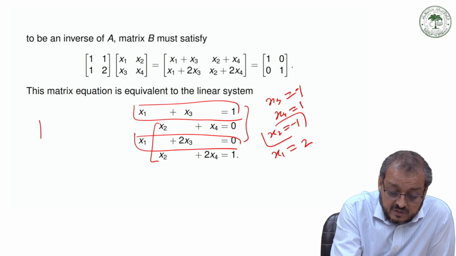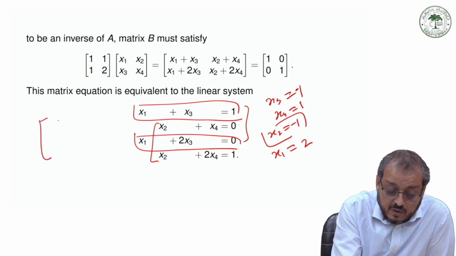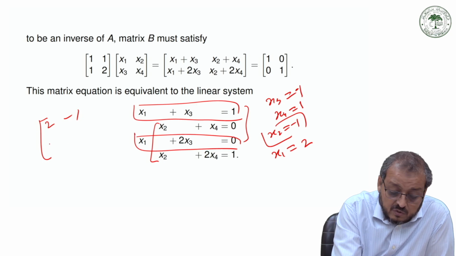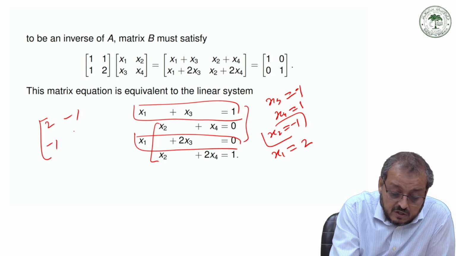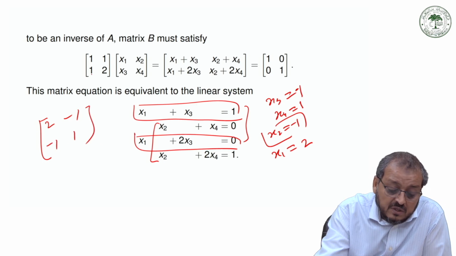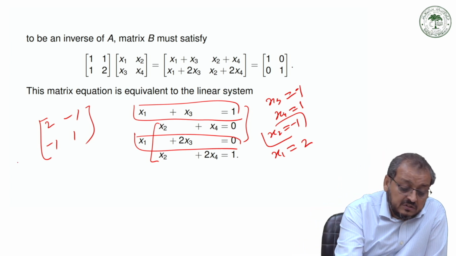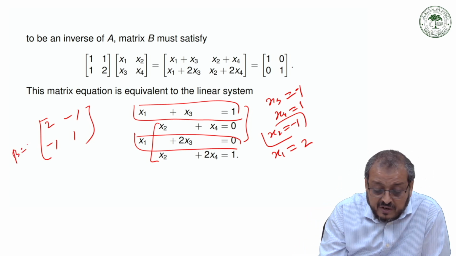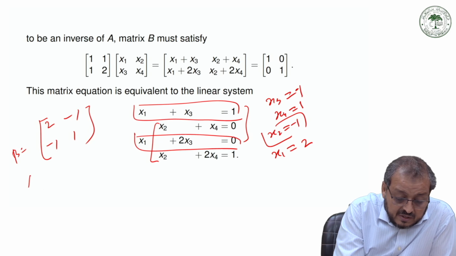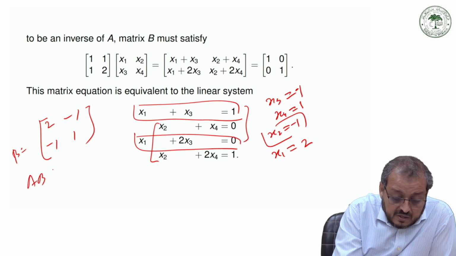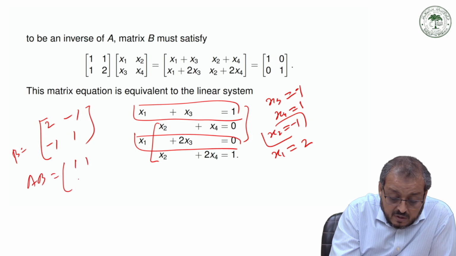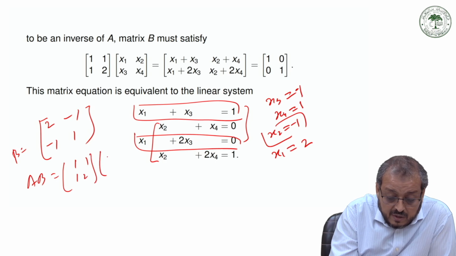So this means we have x1 is equal to 2, x2 is equal to -1, x3 is equal to -1, x4 is equal to 1. If we have this matrix, then we can say that this is the inverse. Now you can verify easily by multiplying the matrices A and B. Take A is equal to 1, 1, 1, 2, and B is equal to 2, -1, -1, 1. This can be written in the form this into this.